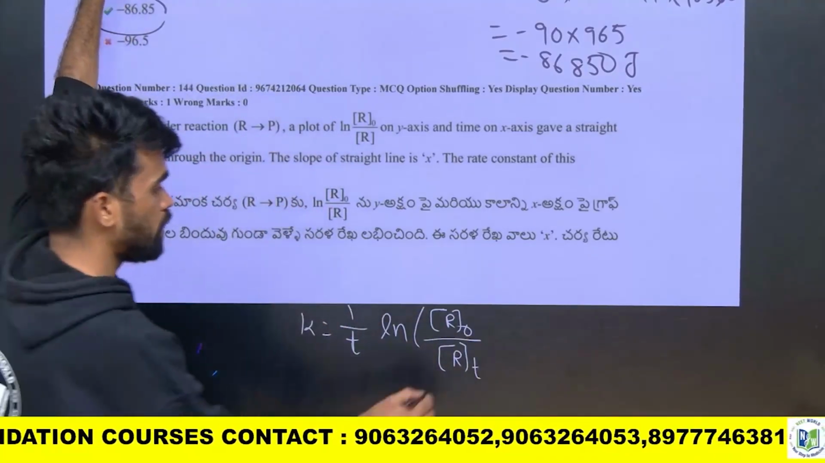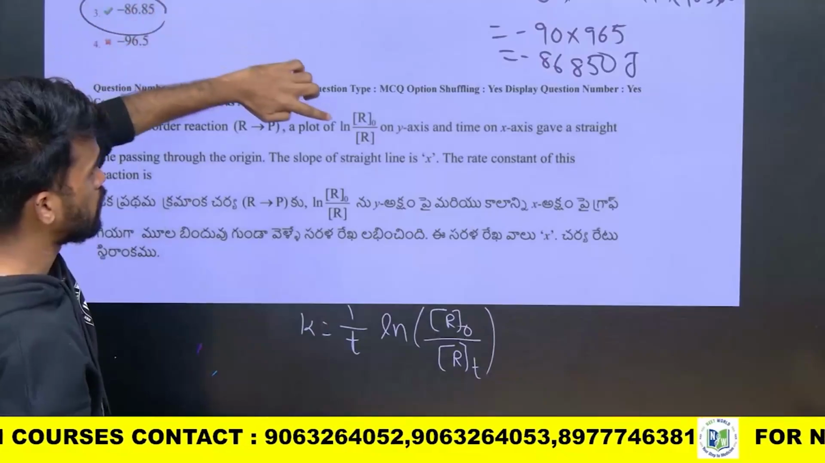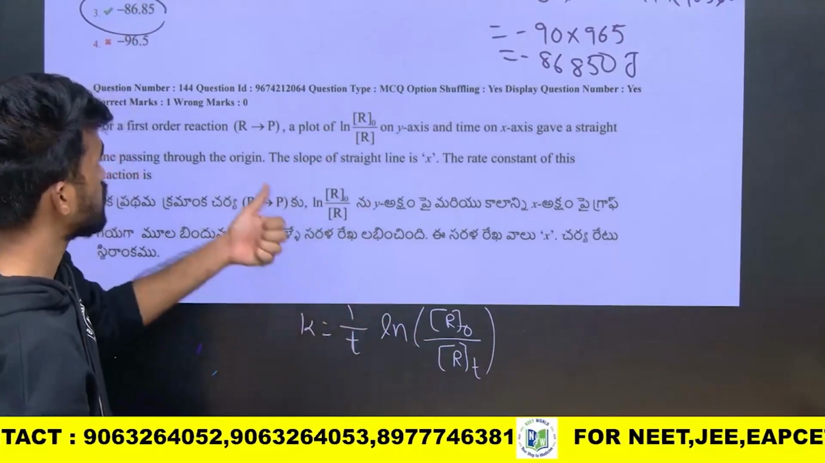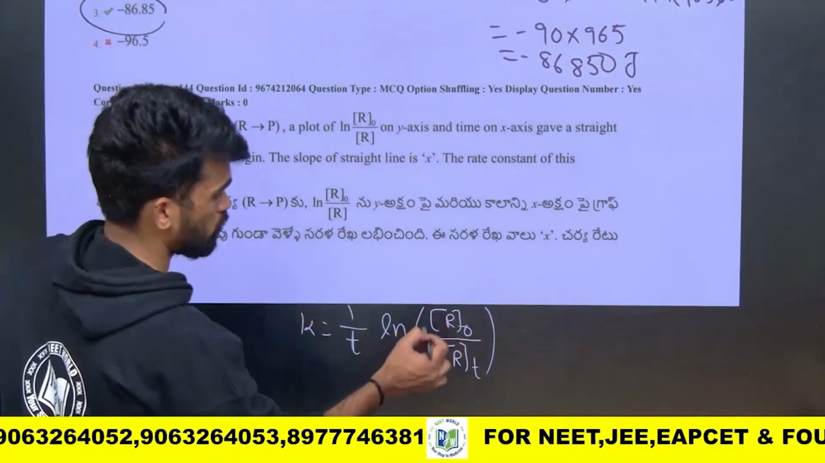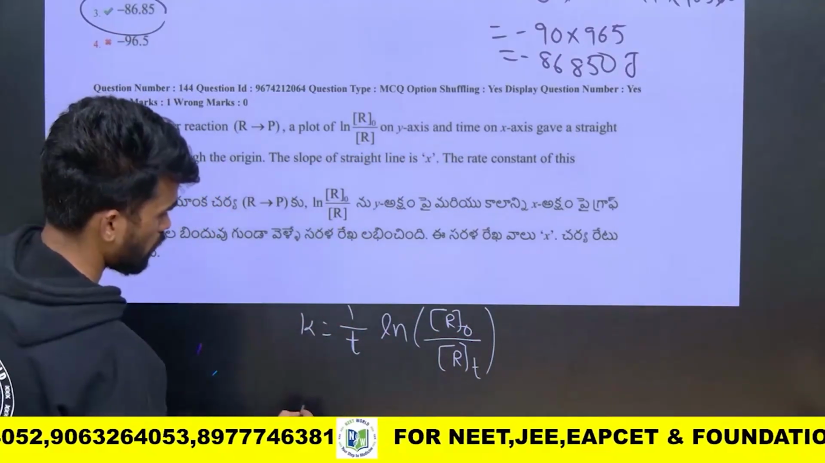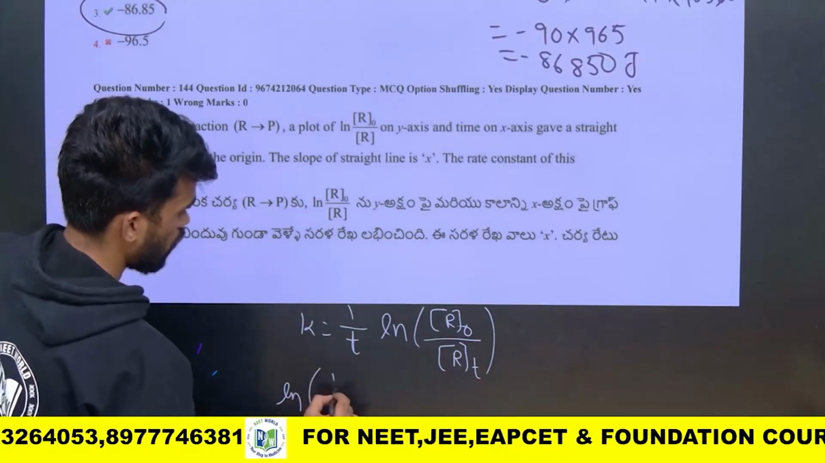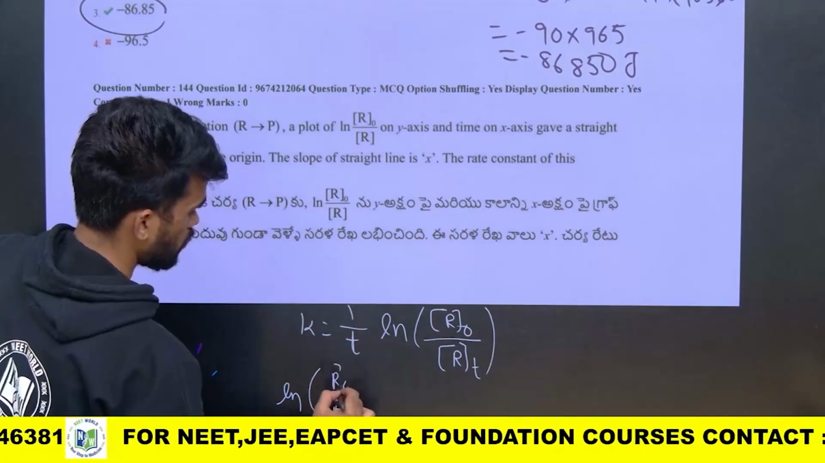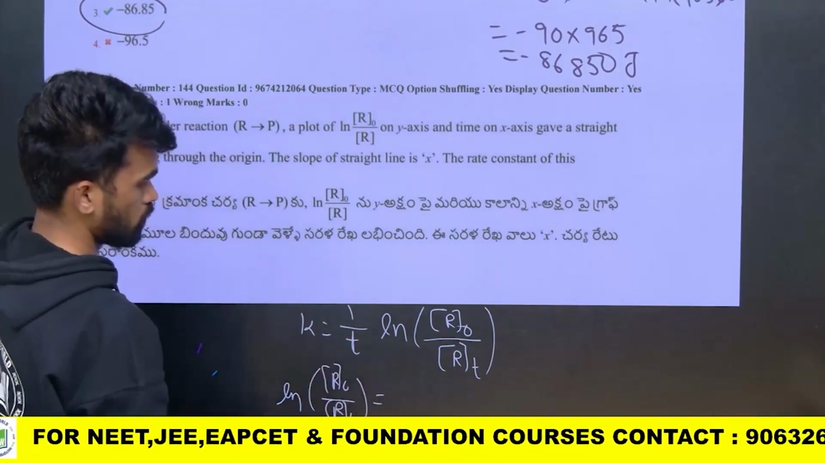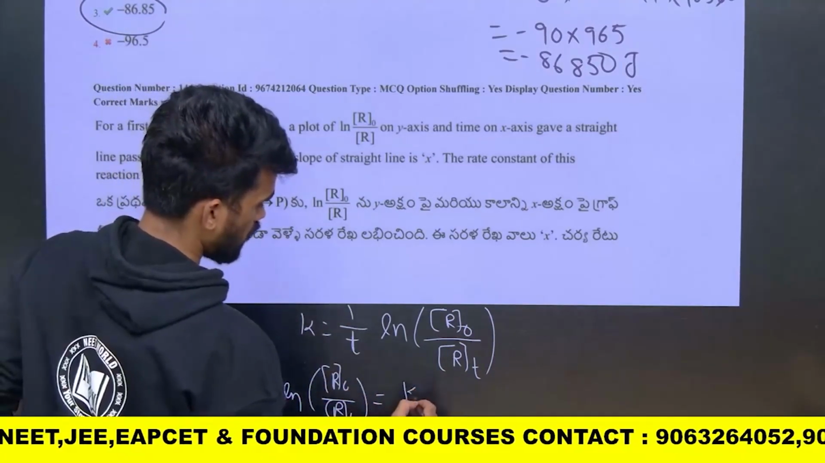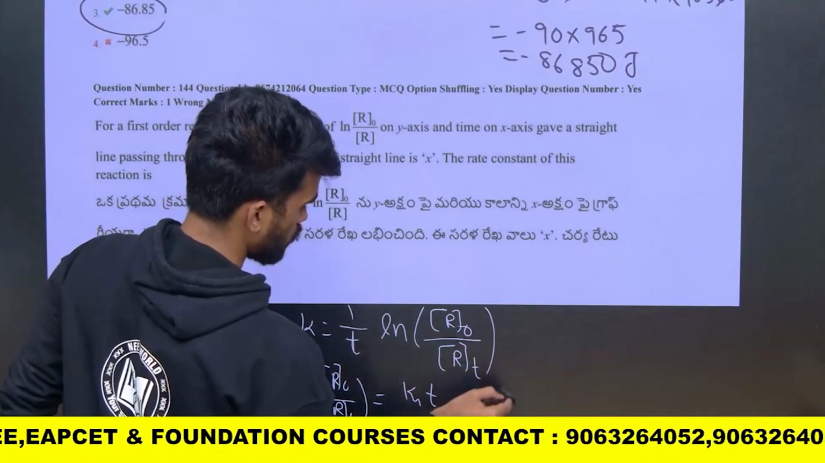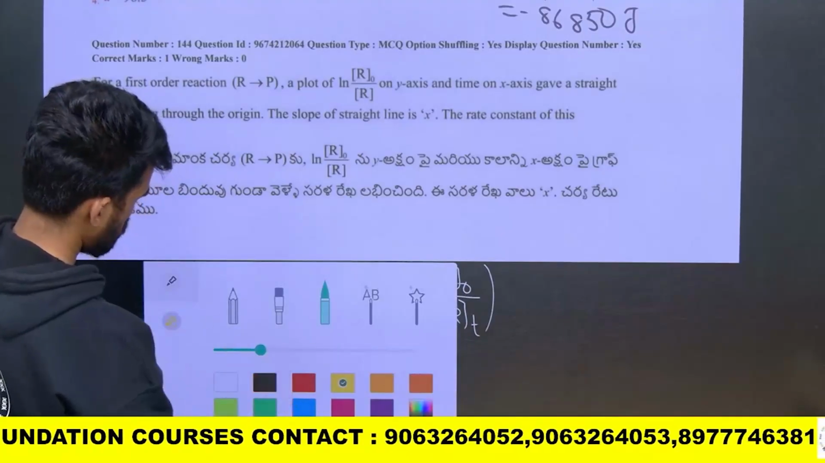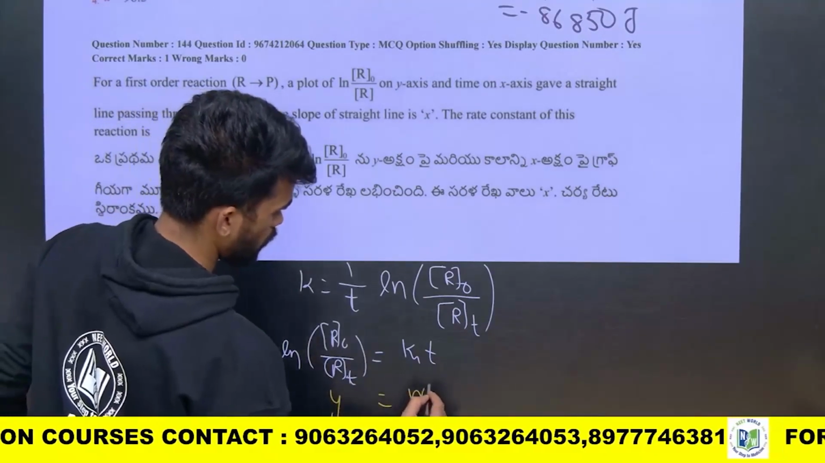Like this we should write. So they have drawn a graph of ln R naught by R versus time. This should be on y and this should be on x. So I am writing here ln R naught by R at time t, which is equal to K1 t. So how is it looking? This is y equals mx graph.